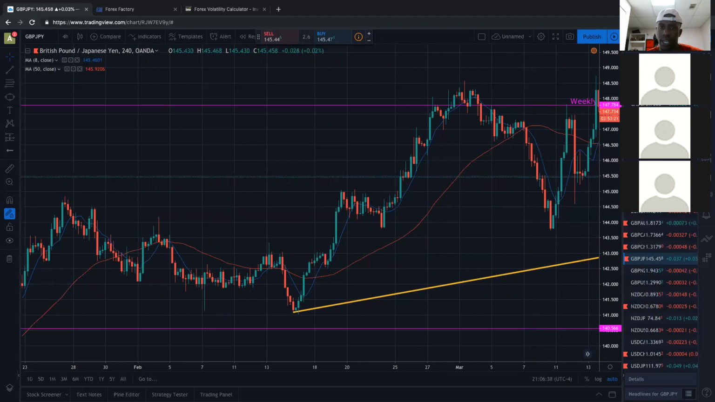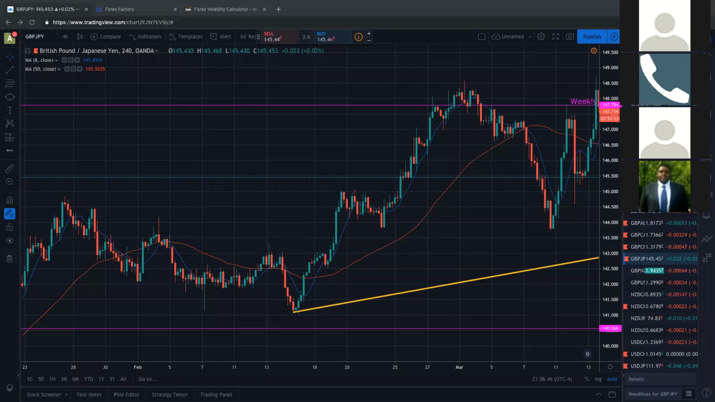Which pair do you guys want to look at? Any pair. Name a pair. I'm about to call on somebody. Let's see who's here. What are you saying? I was saying this pair is good. This pair right here? All right, cool.